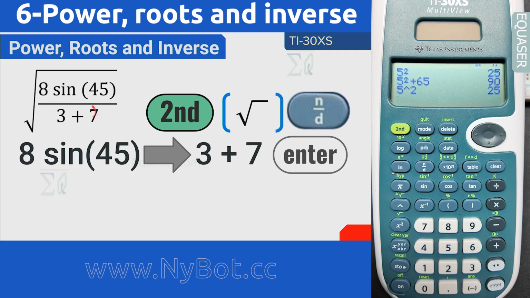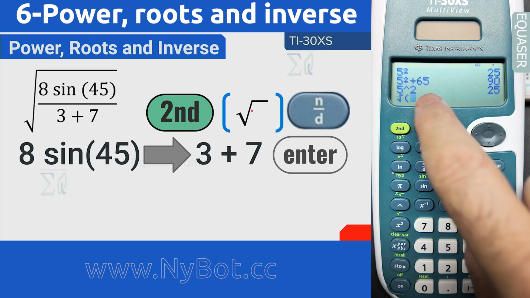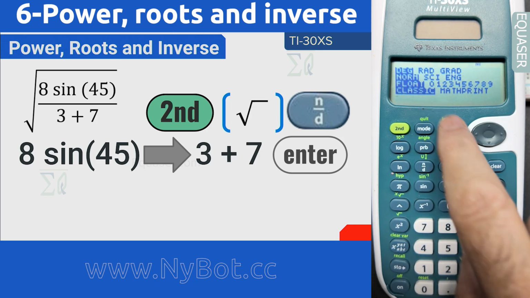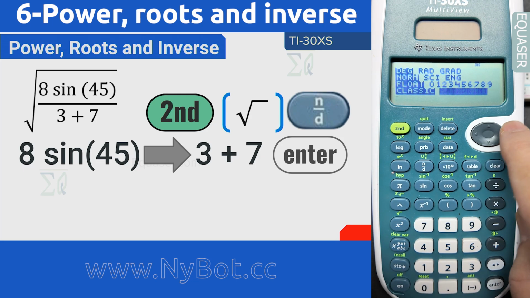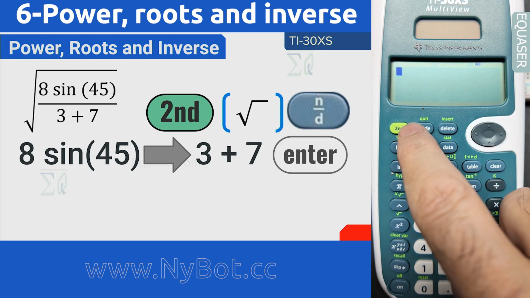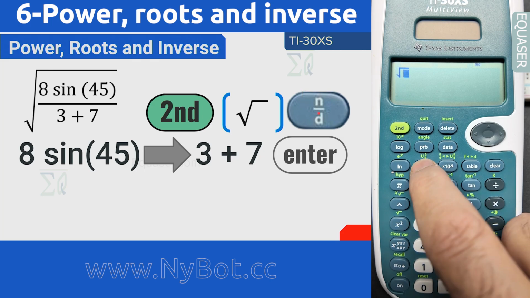If you want to do such expression, so second function, and you see we are in classic mode. I have to go mode, you see classic, come down, go to math print, enter, clear. Now second function, square root, and then fraction.